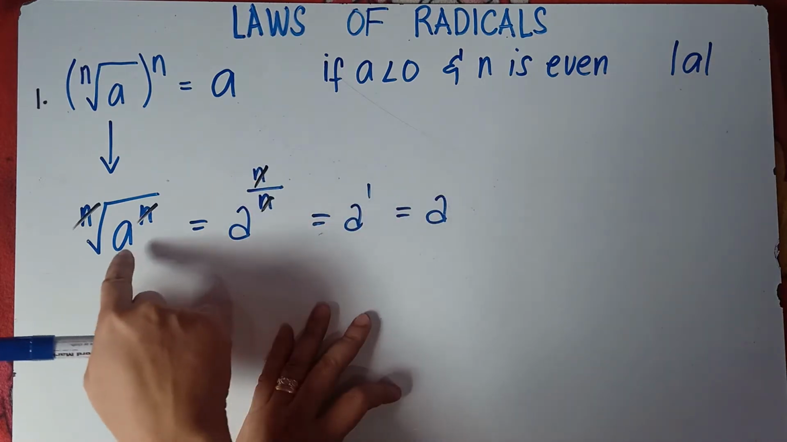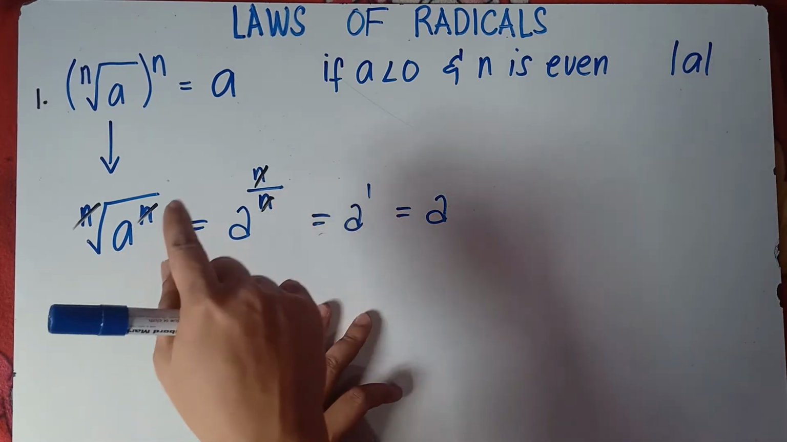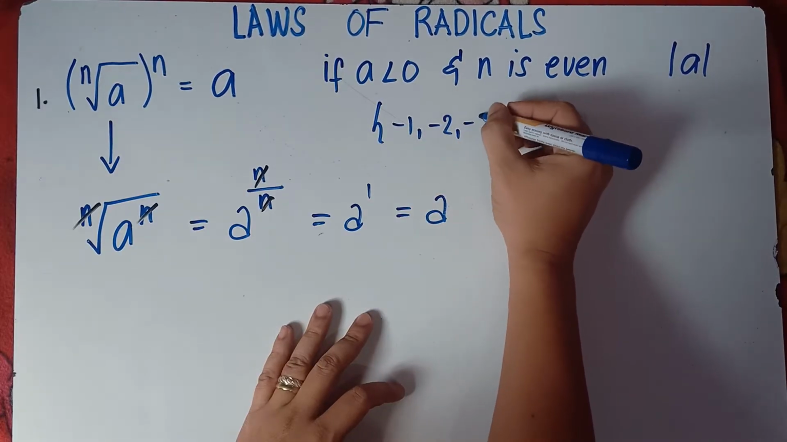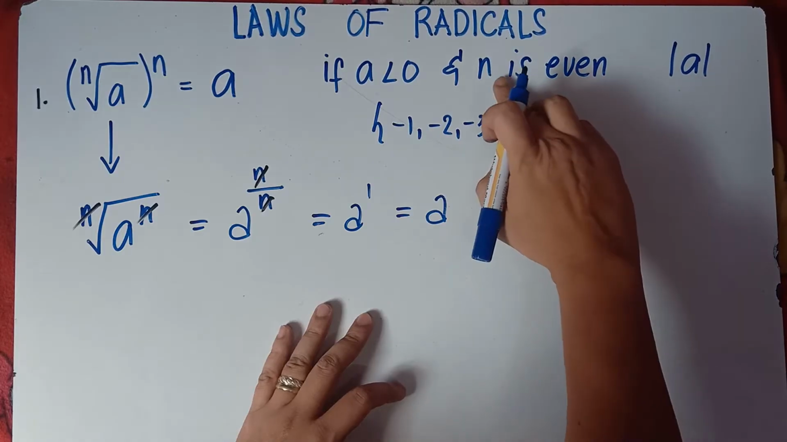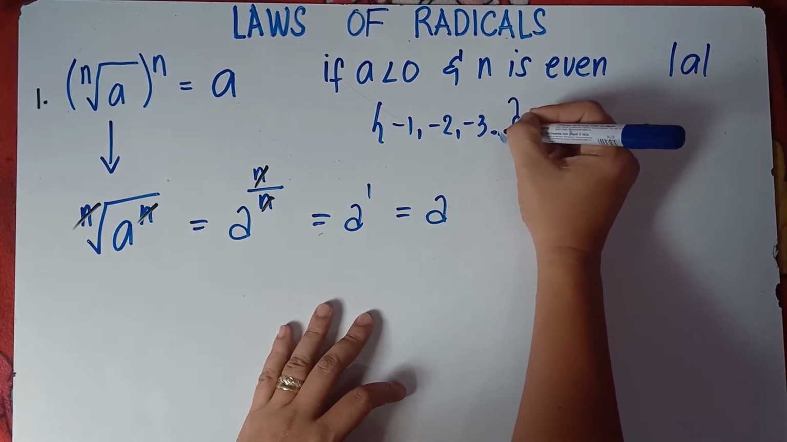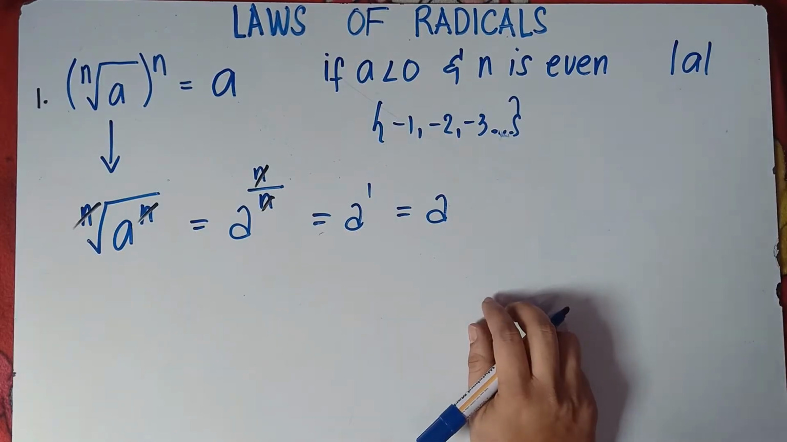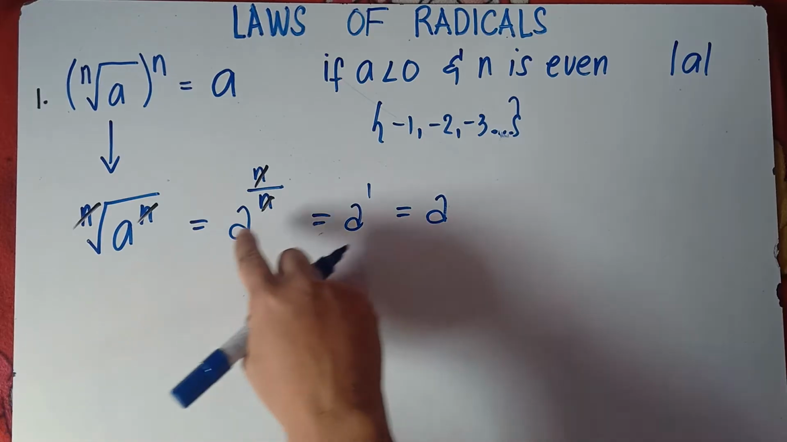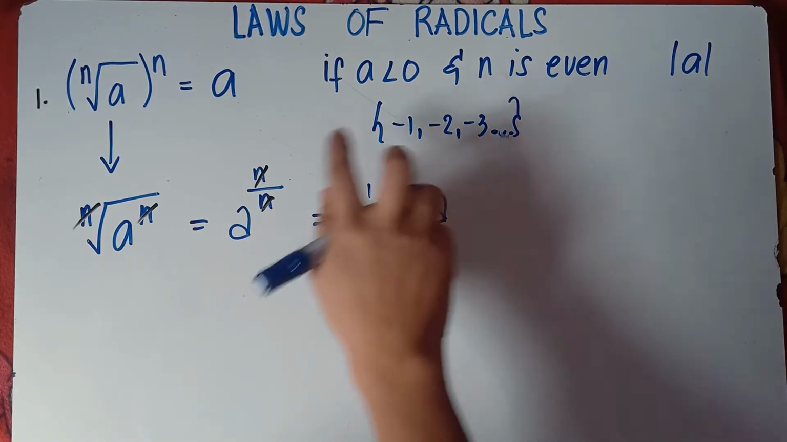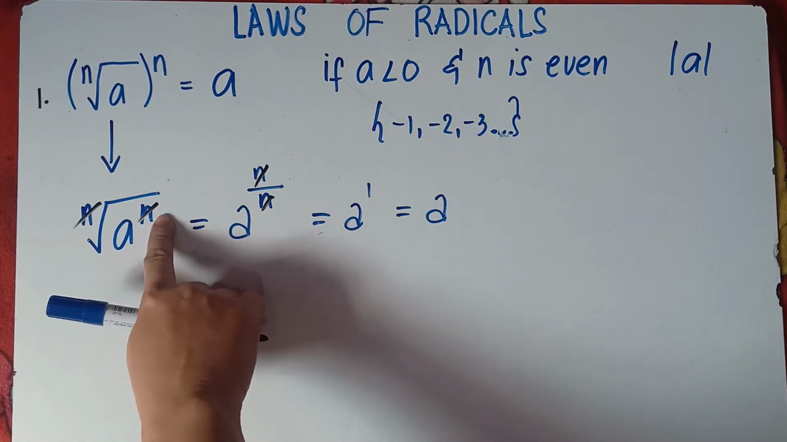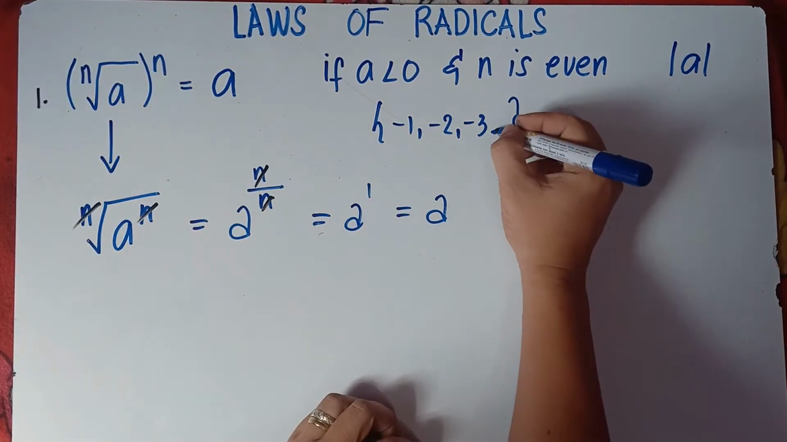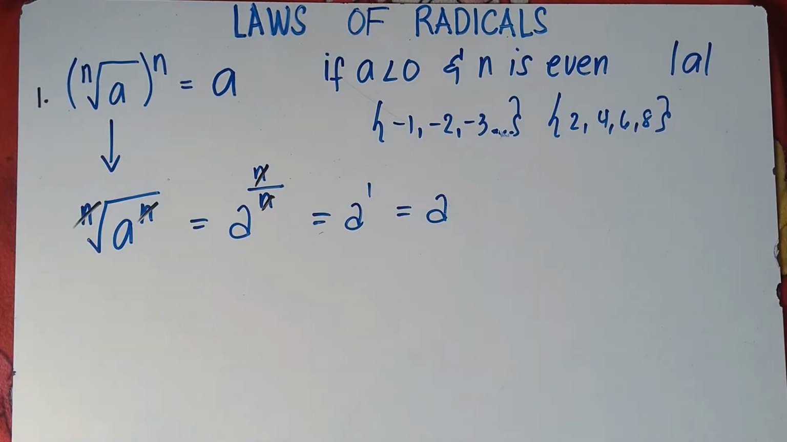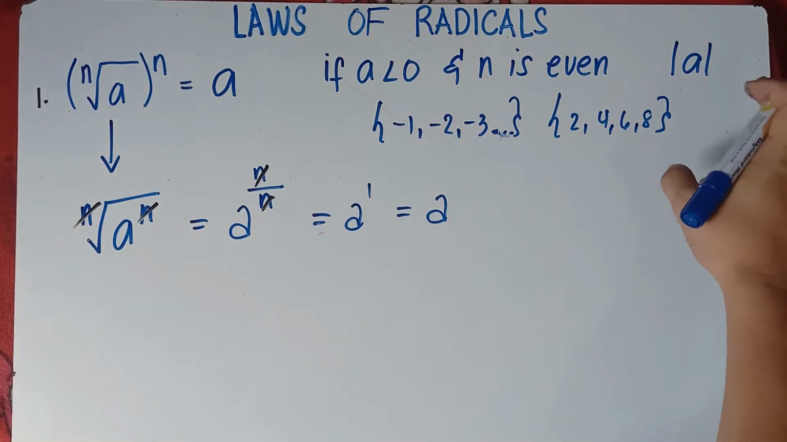So for example, class, if the number inside this radical symbol is less than 0, we have negative 1, negative 2, negative 3, and so on, right? These numbers are less than 0. Negative numbers would be less than 0. So if your A, the number inside this radical symbol, is negative, and your n, the exponent, is even, what do you mean by even? Even numbers, class, that would be 2, 4, 6, 8, and so on. So your answer will be the absolute value of A.